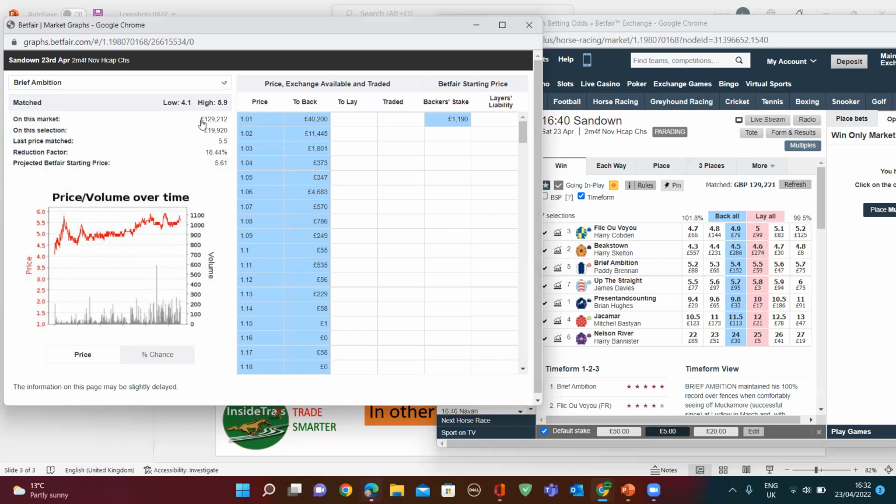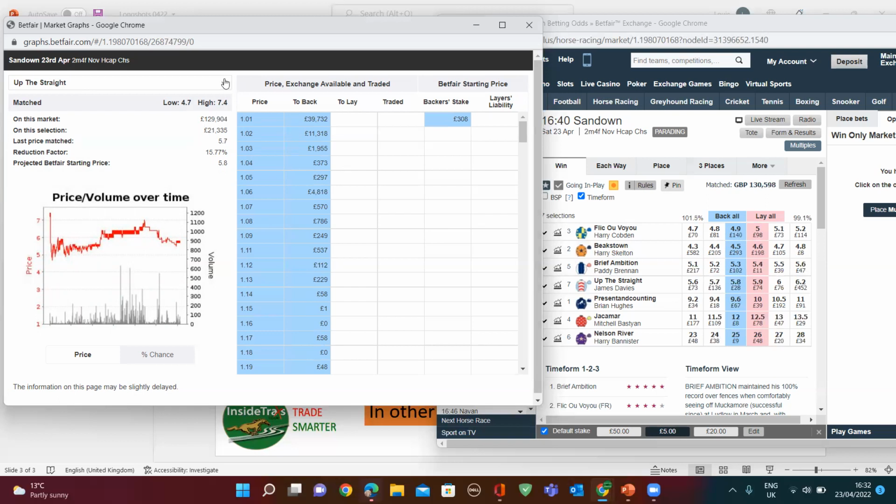Next one up is Up the Straight. 6 times 20, 120, very slightly underweighted, pretty okay. Again, sort of doing a little bit of this. So yeah, quite interesting actually. All these are relatively interesting, but I prefer Bigstown because of its weighting. But you could have a look at all these actually.